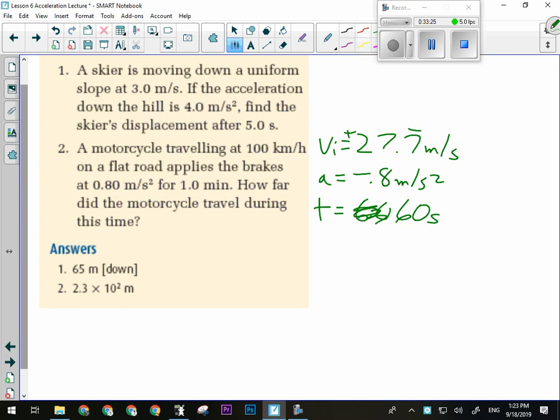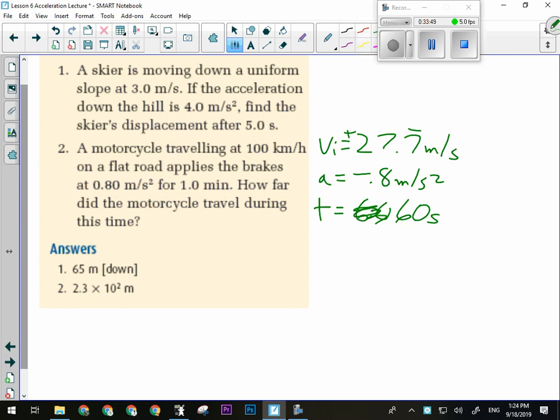Wouldn't the meters per second be bigger than the kilometers per hour? No, aren't you going to go less meters in a second than you would go kilometers in an hour? 100,000 meters, 3,600 seconds. Yeah, you got 100,000 meters in 3,600 seconds. Divide the 100,000 by 3,600.